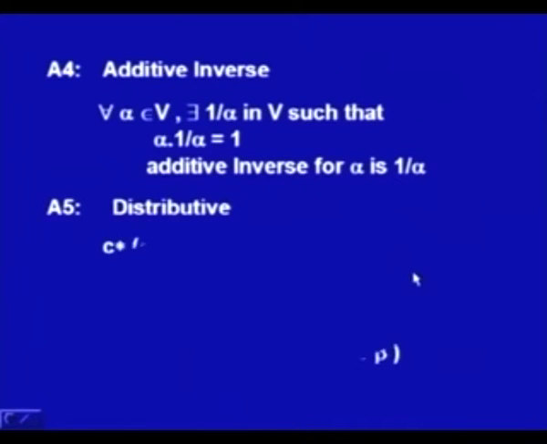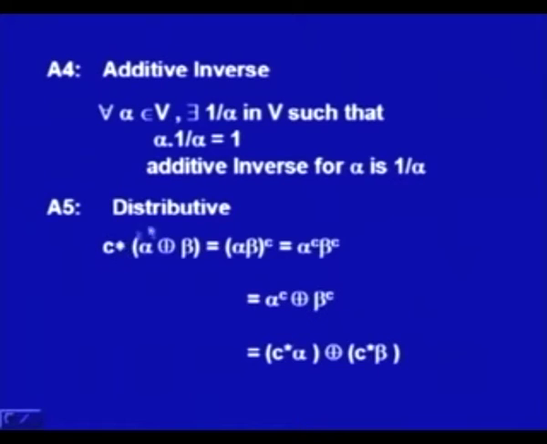Next thing is the distributive property. To check it, we have C star alpha plus beta, and this operation is alpha beta, so C star means alpha beta raised to power C, and these are simply numbers. I can write this number as alpha raised to power C times beta raised to power C, which is alpha C added, in this operation, to beta C, a product of the two. And alpha C is nothing but C star alpha, and beta C is C star beta. So, C star alpha plus beta is nothing but C star alpha plus C star beta. So, we have proved the distributive property.